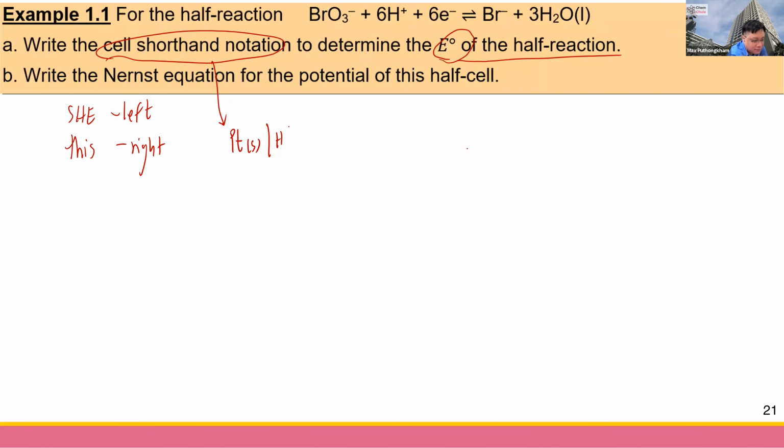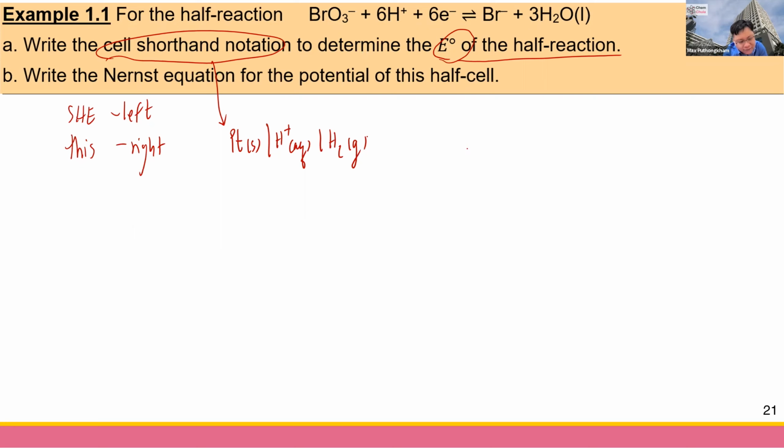Proton and hydrogen gas. It is a separate phase, so I'm just going to use a single vertical line. So this is the SHE. If it's in the standard condition, we don't have to specify the concentration, but if it's something else, you need to. And now your right is going to be this half cell.